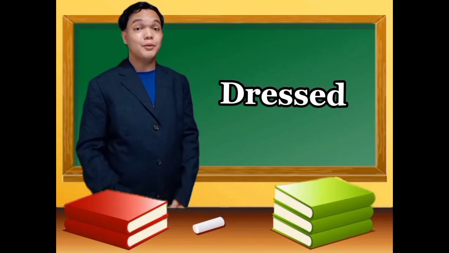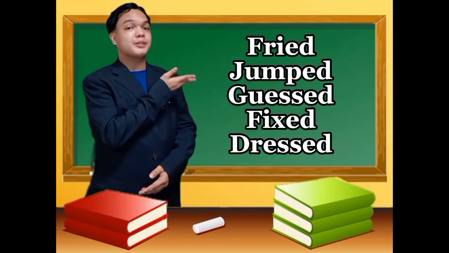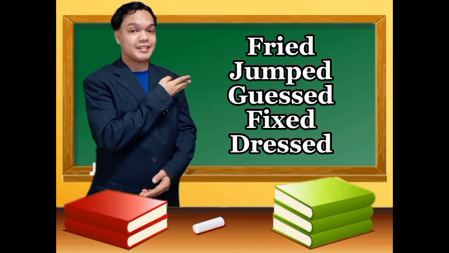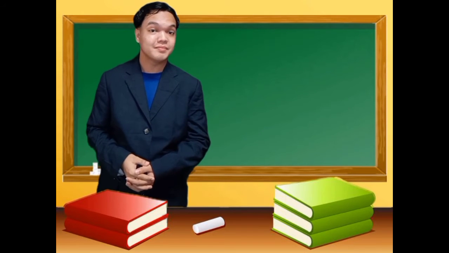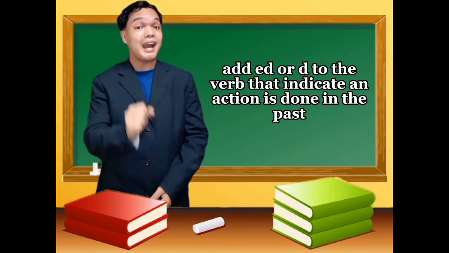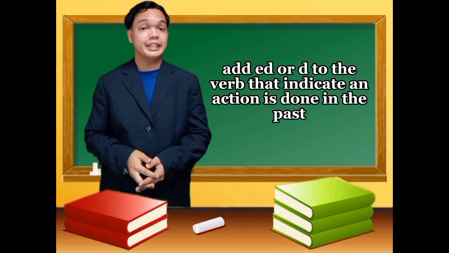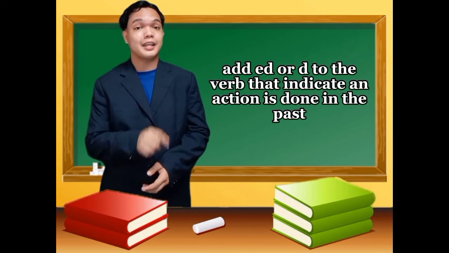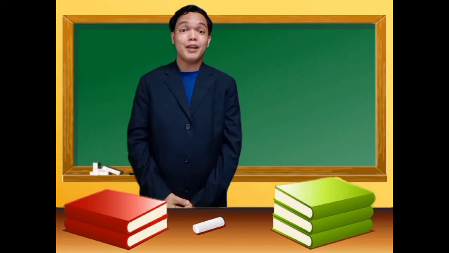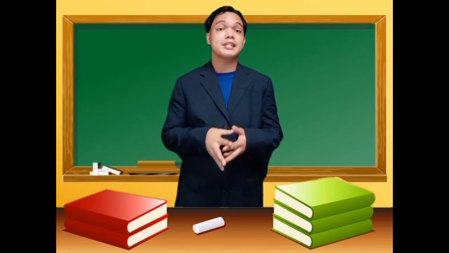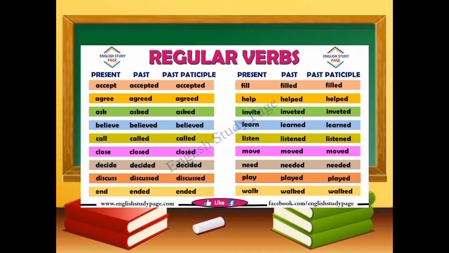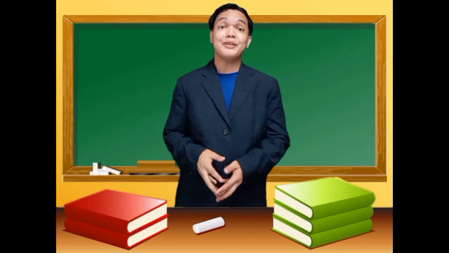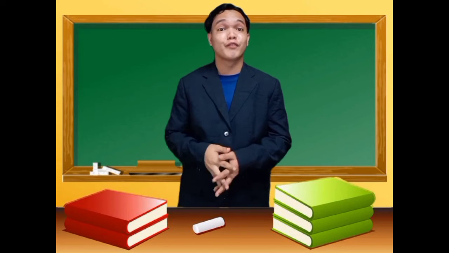Well done. So all in all, these are the regular verbs that are used in a sentence. How did we form the regular verb in a sentence? Yes. We add ed or d to the verb that indicate an action is done in the past. Now I am going to flash on your screen some examples of regular verb. Now class, who can give me another examples of regular verbs?